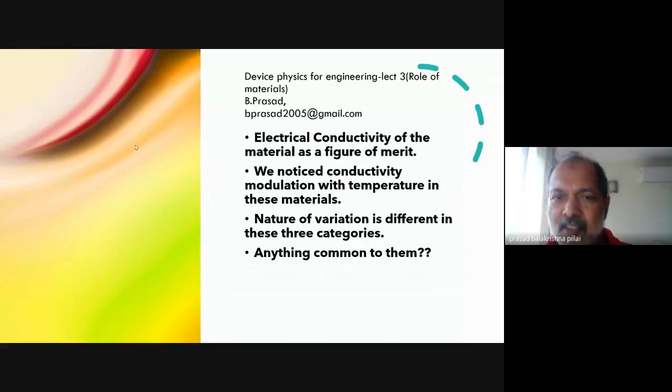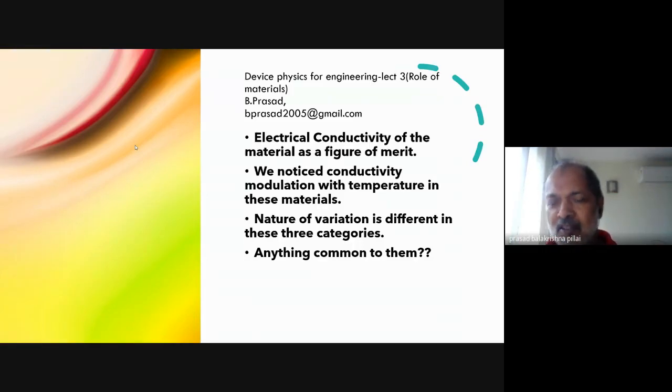So these were the things we have seen in the last lecture: there is a change in the conductivity with the temperature, and the nature of variation in these three categories was different. In one case, we have seen conductivity increases with the temperature. In another case, we have seen a decrease in the conductivity, and in the third category there was not much variation in the conductivity with the temperature.